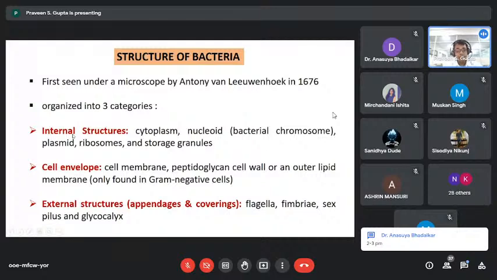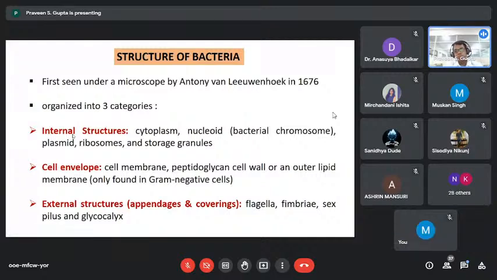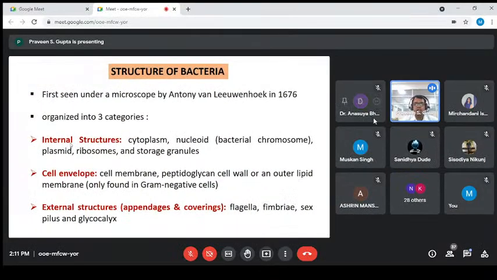The first is the structure. I'm going to start with the bacteria because most of the questions are asked from bacteria. Structure of bacteria was first observed by Antony von Leeuwenhoek in 1676. And in bacteria, you can find three categories. It means in the structure of the bacteria, there are three levels.